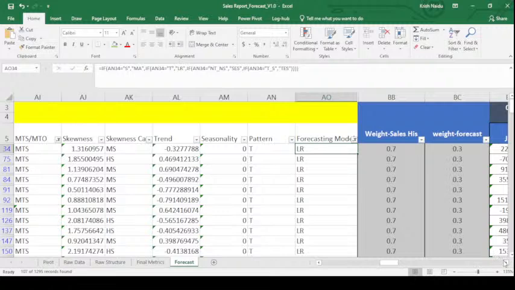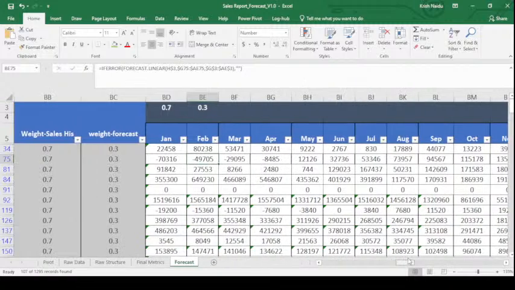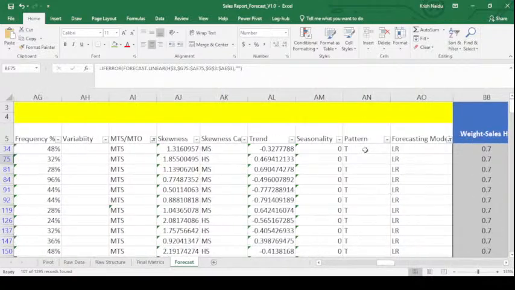For the linear regression model, I'm using a formula called FORECAST.LINEAR, and this is giving me a forecast. So like this, where only trend is present and there is no seasonality, we are going to use linear regression as the forecast.